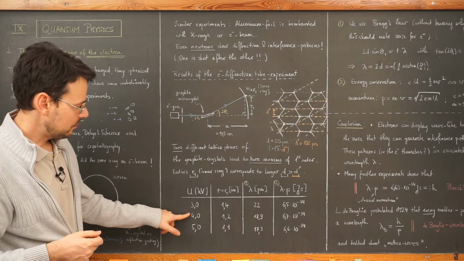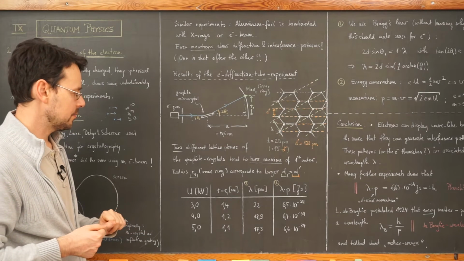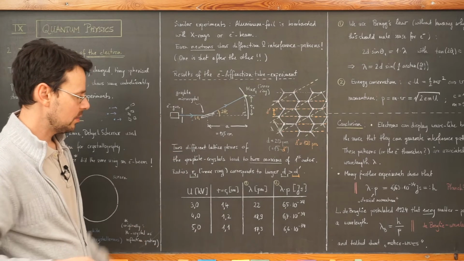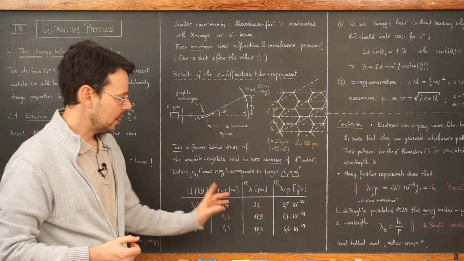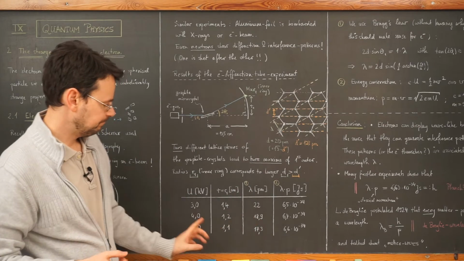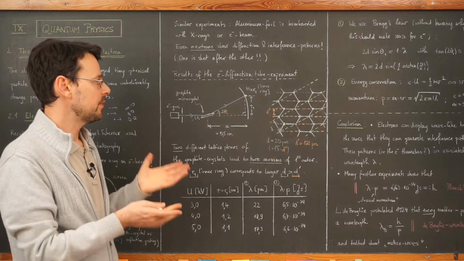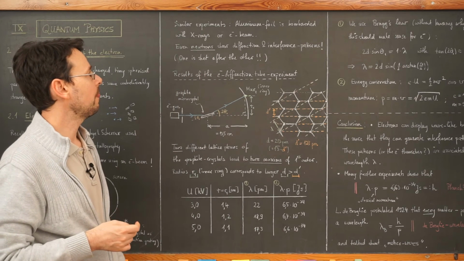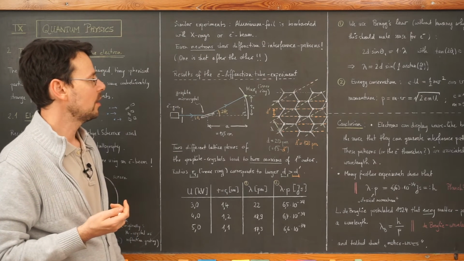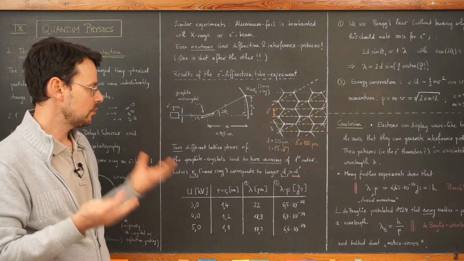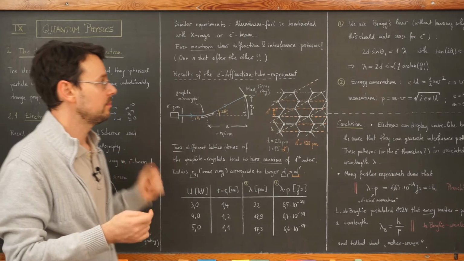And then you do the same for 4000 volts and 5000 volts. And the radii get smaller and smaller. And now comes the important part. I have an interference pattern that looks about the same as when I use X-rays. So I simply try to use Bragg's law here as well.